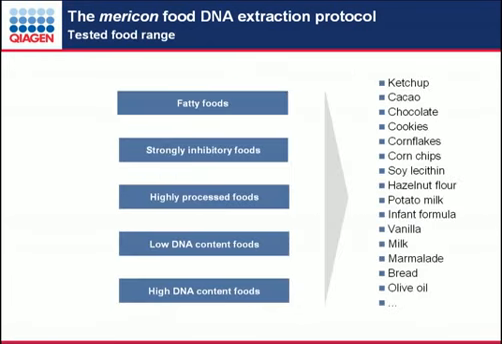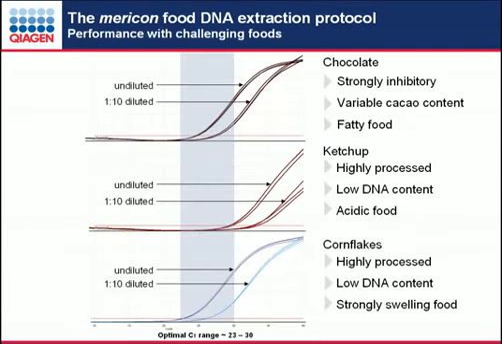Okay, we have tested a wide variety of foods to see that it works, and on the right you can see a list of the kinds of foods that we have tested in our laboratory, from ketchup to olive oil. In between we have chocolate, different kinds of chocolate, cocoa, cornflakes, which are very difficult, milk, and things like this. So foods that are of great interest and can be very difficult: fatty foods, foods with strong inhibitors, highly processed foods, foods with low DNA content, and also high DNA content. All of these work with the QIAGEN food extraction protocol.